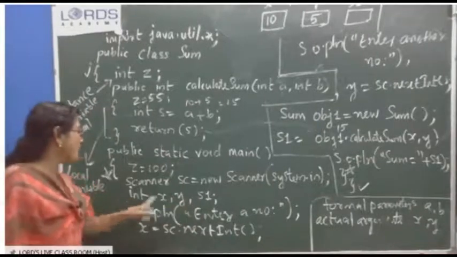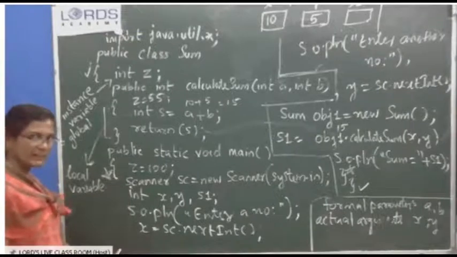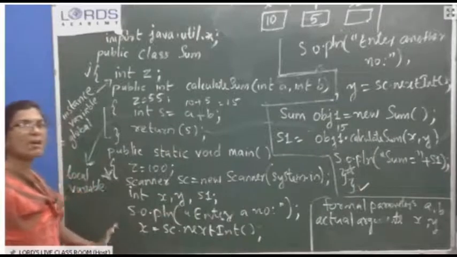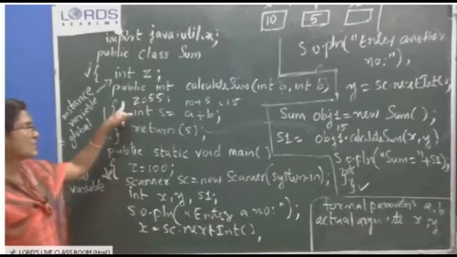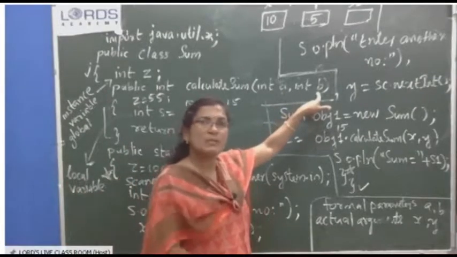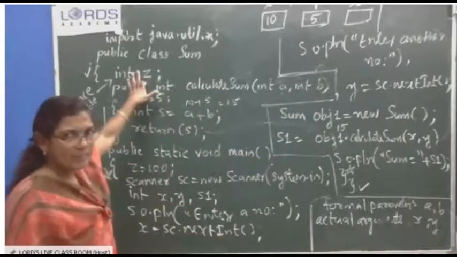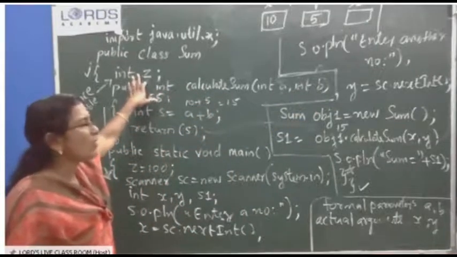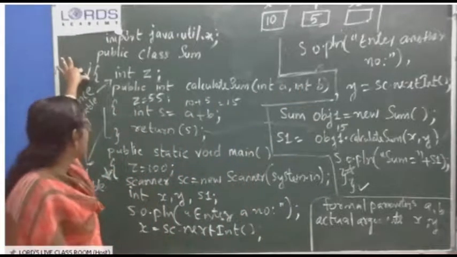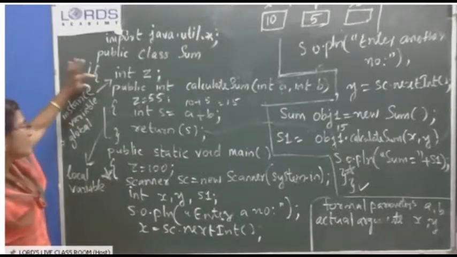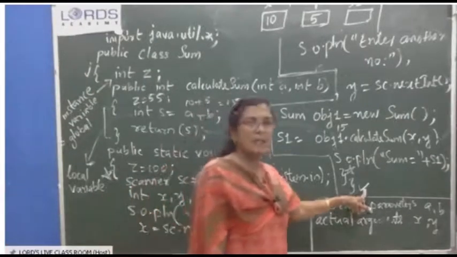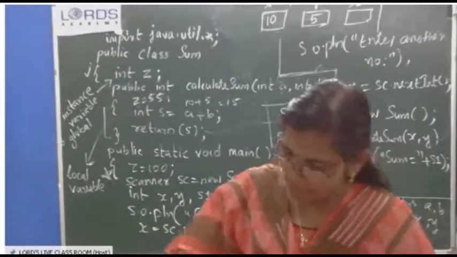X, y and s1, these three are declared in the main method, so they are local to the main method. S is local to the calculate sum method. A and B are the function parameters, available only to that method. And Z is the global variable or instance variable, and it is known to all the methods because the area is wide. It is available throughout the class. The block in which Z is declared begins here and ends here only, understood? So, that is about the scope of the variables.